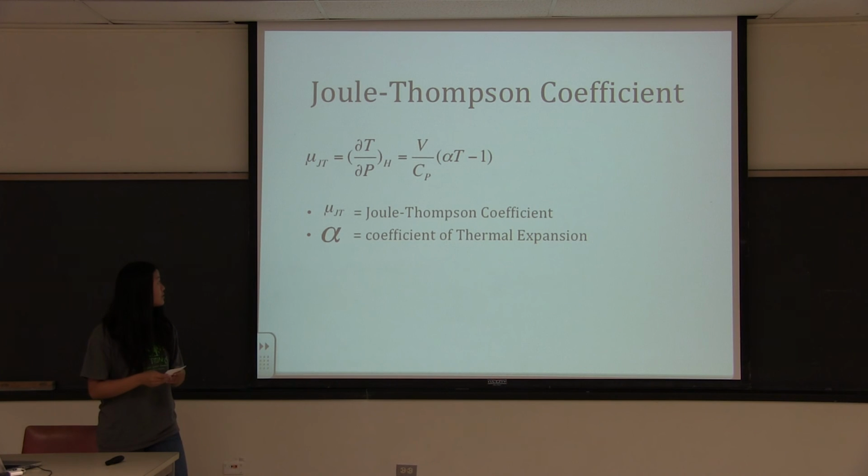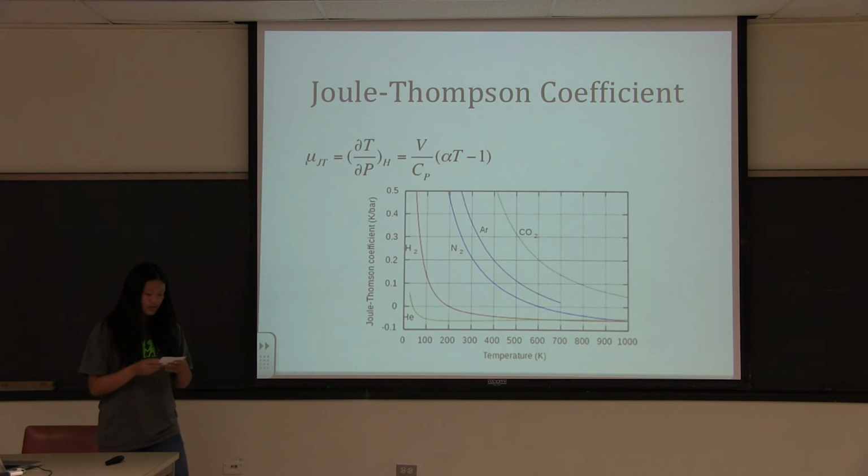So the figure below shows the Joule-Thomson coefficients for various gases at atmospheric pressure. As you can see, helium and hydrogen have low Joule-Thomson coefficients.